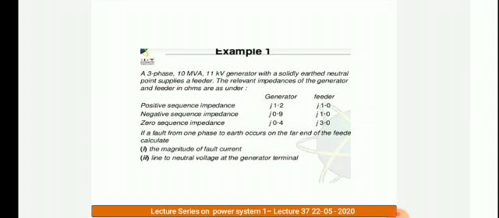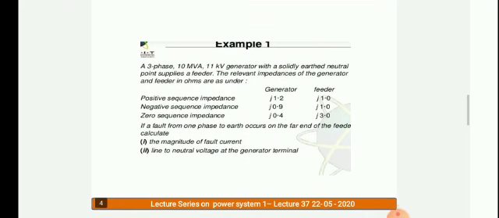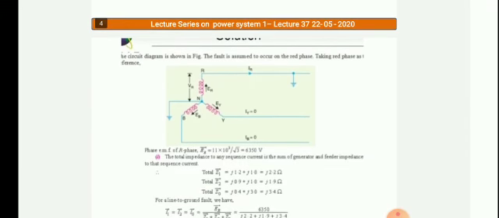The positive sequence, negative sequence and zero sequence. If a fault from one phase to earth occurs at the far end of the feeder, calculate the magnitude of the fault current and the line to neutral voltage at the generator terminal. So this is the circuit diagram of the figure that is given. The fault is assumed to occur at the R phase.